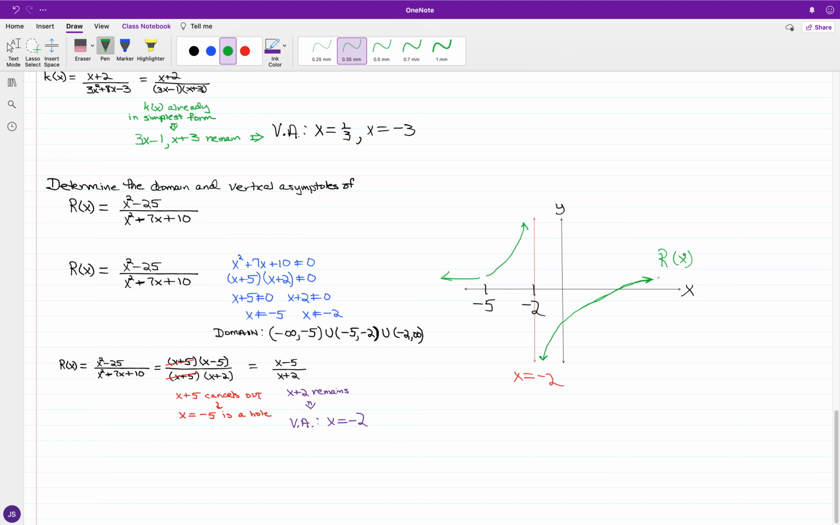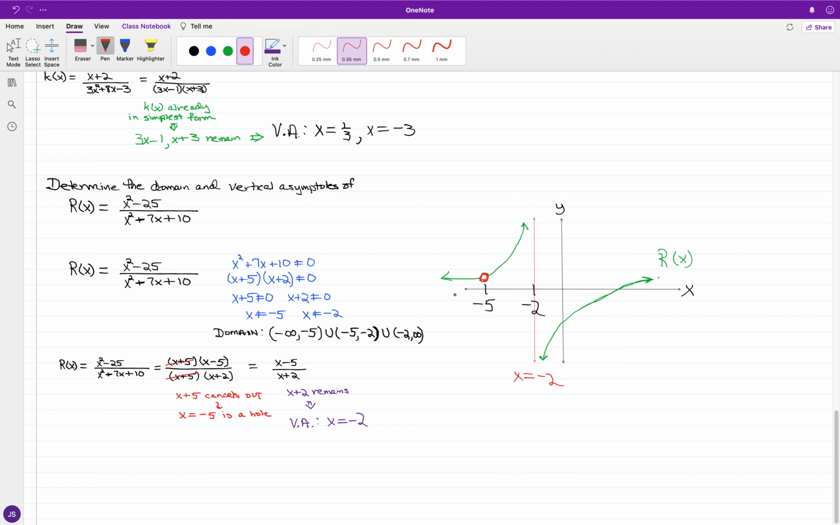Okay, so this is what we have so far with r of x. Again, we have a hole at x is equal to -5, and it's going to be located in this particular upper section. Now, we have one vertical asymptote at x equal to -2, stemming from the remnant of x plus 2 in the denominator after r of x is completely simplified. And with x plus 5 canceled out, x equals -5 is the location of the hole itself.